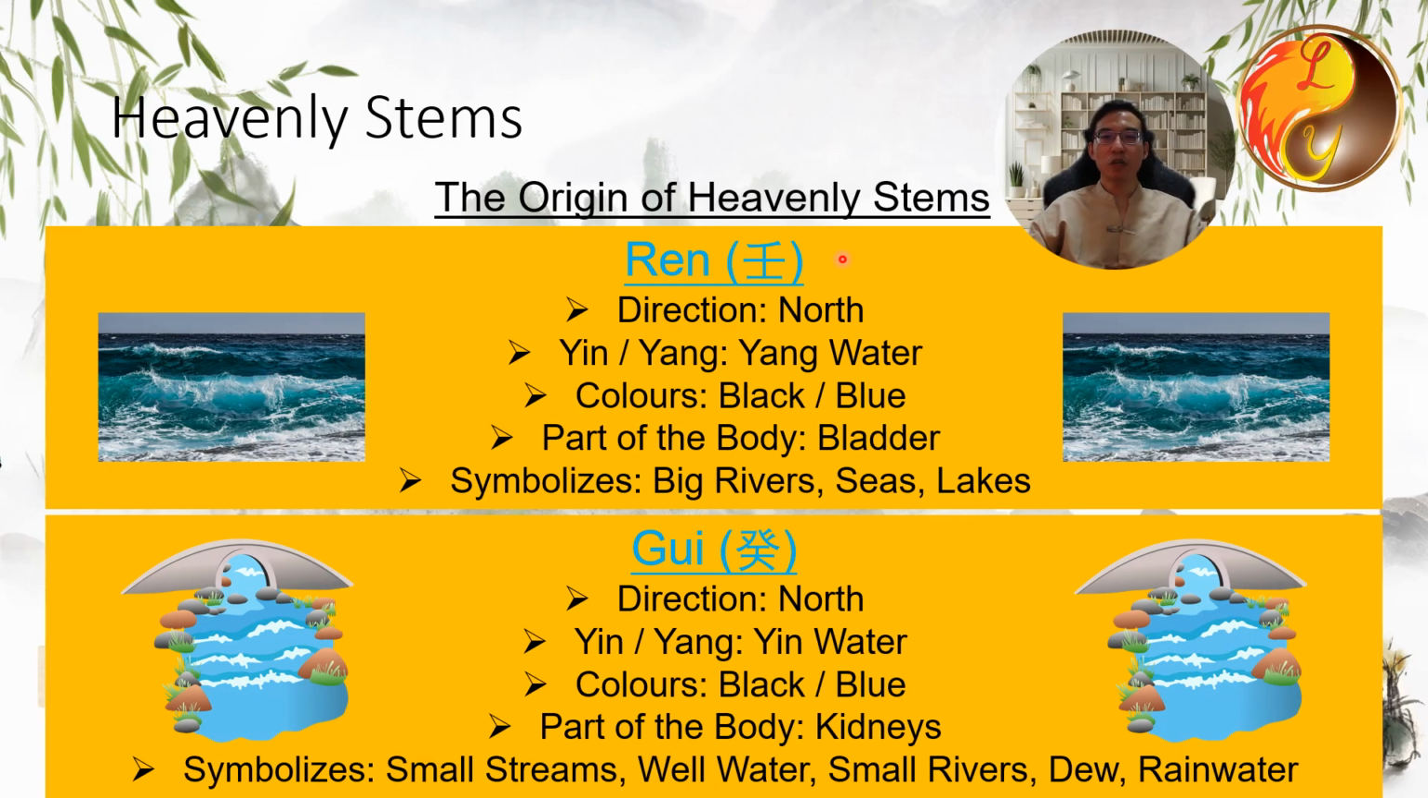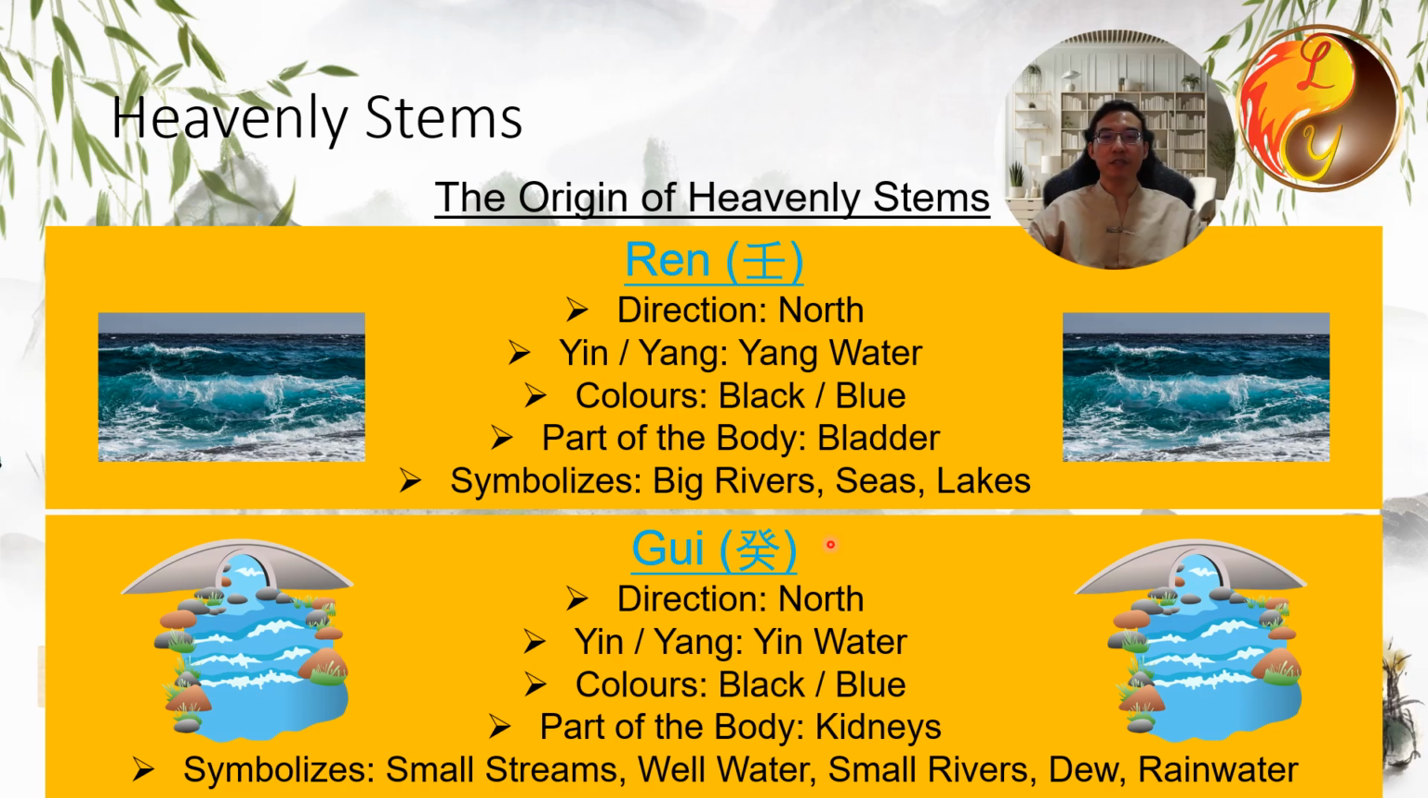Ren represents water, so it is depicted with blue. Its direction is north, and it is yang water. The colors associated with it are black and blue. In reality, any black or blue items are considered water. It corresponds to the bladder in the human body. The imagery for Ren water includes large bodies of water, such as big rivers, seas, and lakes. These larger bodies of water are all associated with Ren water.